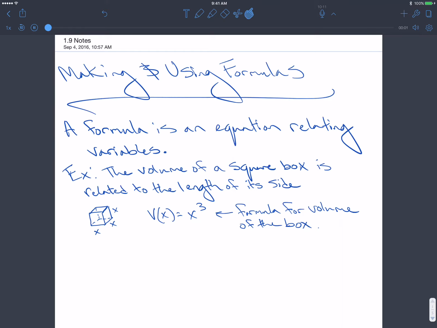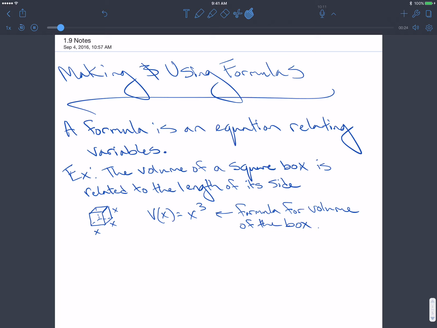Section 1.9 is about making and using formulas. You're probably somewhat familiar with this concept. A formula is an equation that relates variables, just like f of x is equal to y. But generally, when we talk about a formula, it's describing a specific quantity in the real world. So I'm giving you an example here.